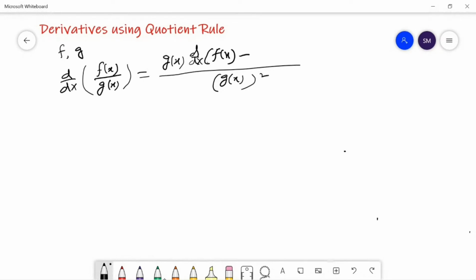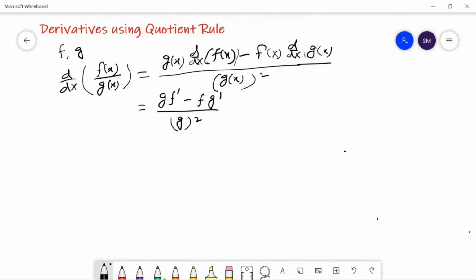d/dx of f(x) over g(x) is given as g(x) whole square, meaning the denominator whole square, in the denominator, and in the numerator g(x) d/dx f(x) minus f(x) d/dx g(x), which in other notations can be written as g f prime minus f g prime over g whole square.